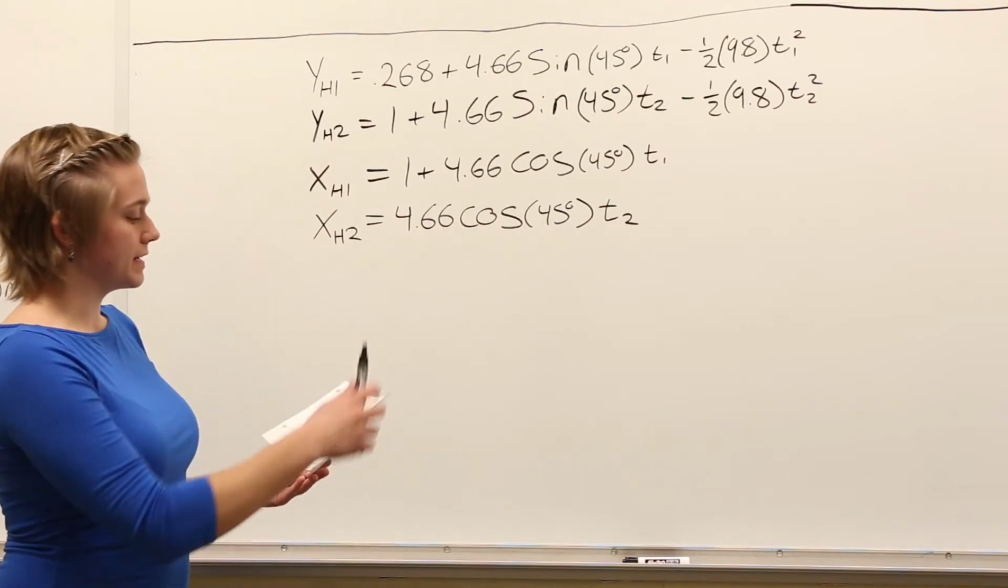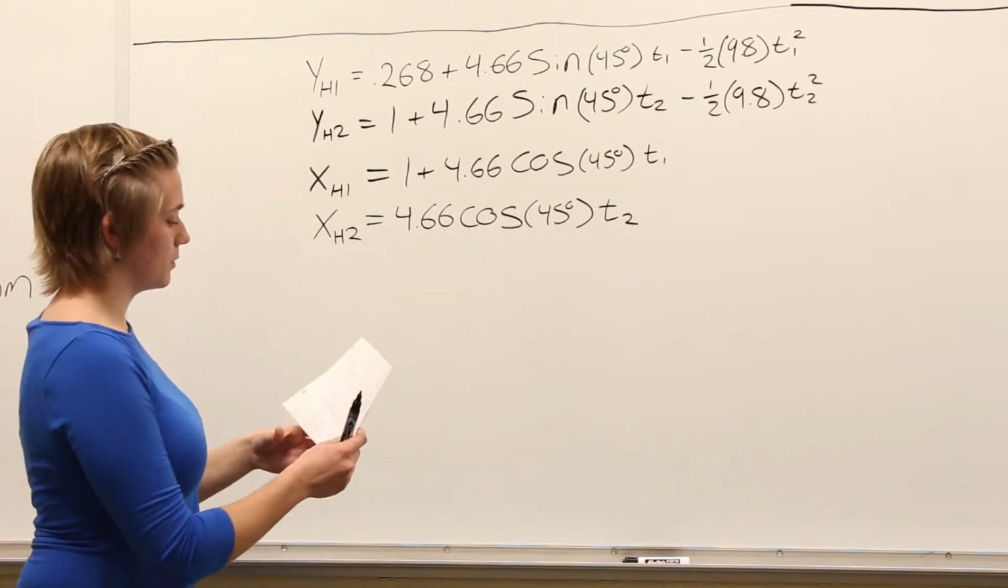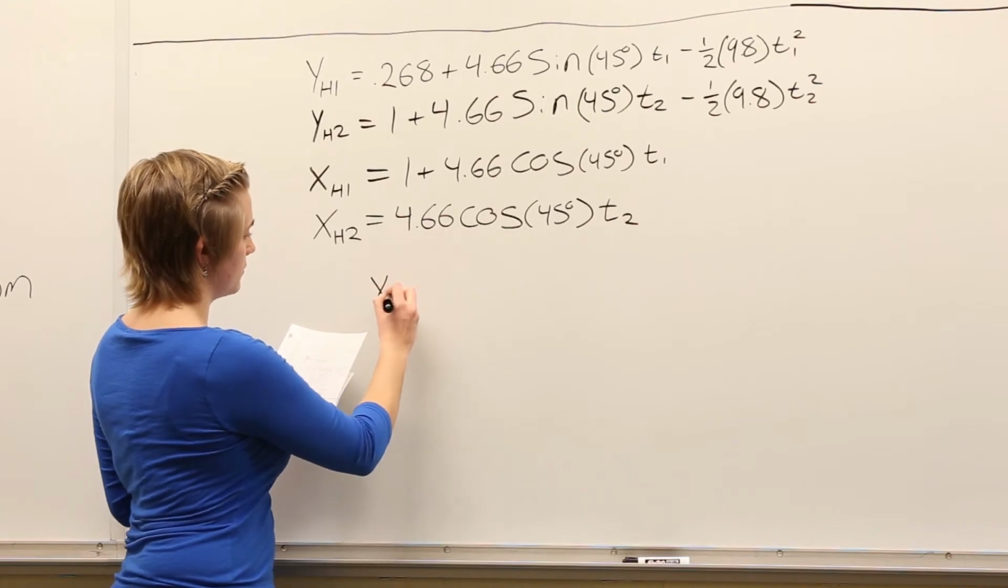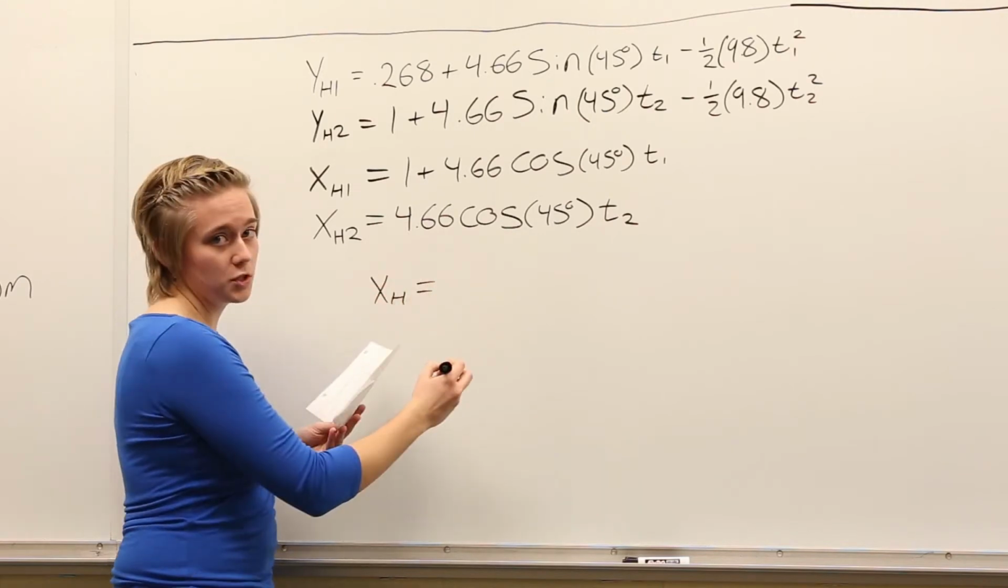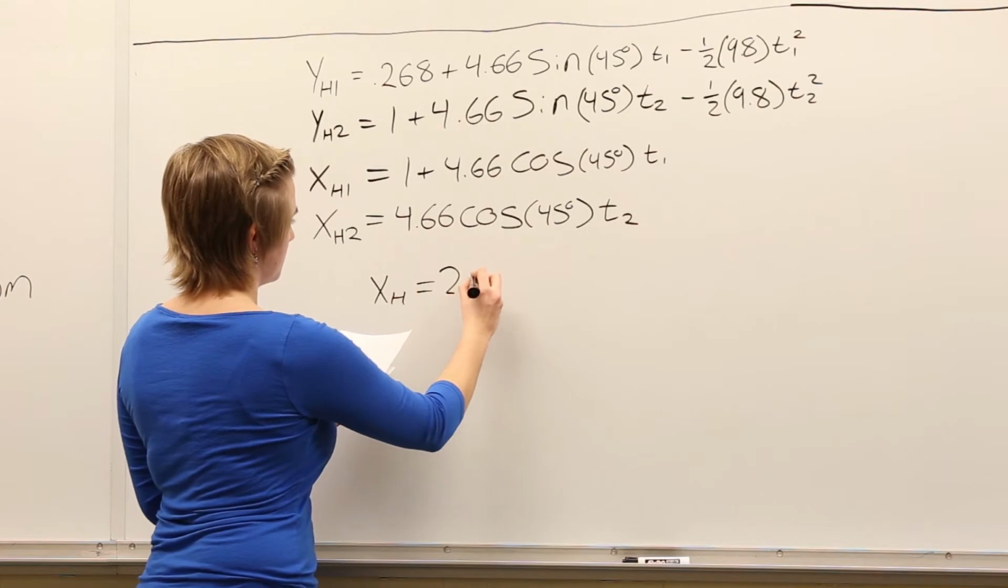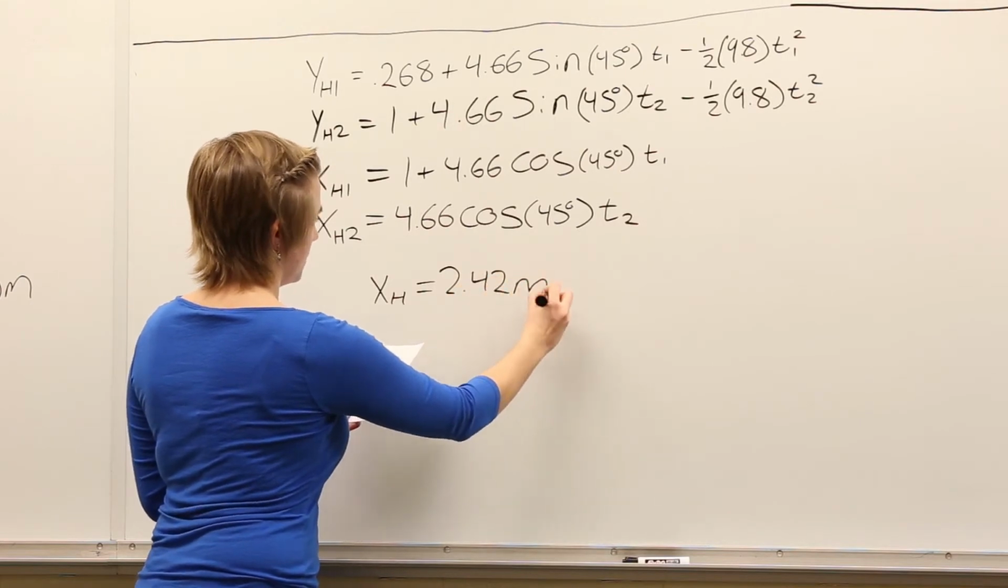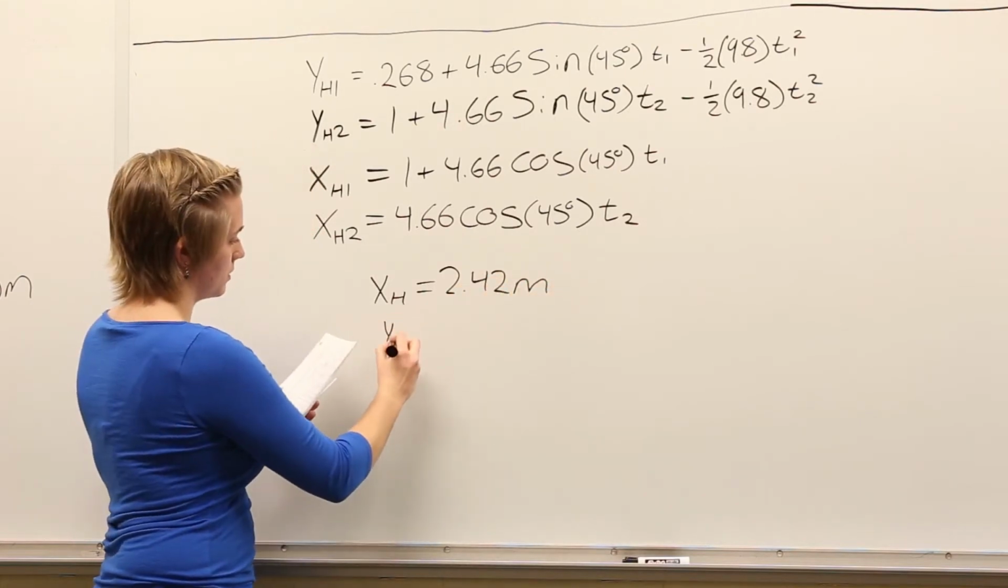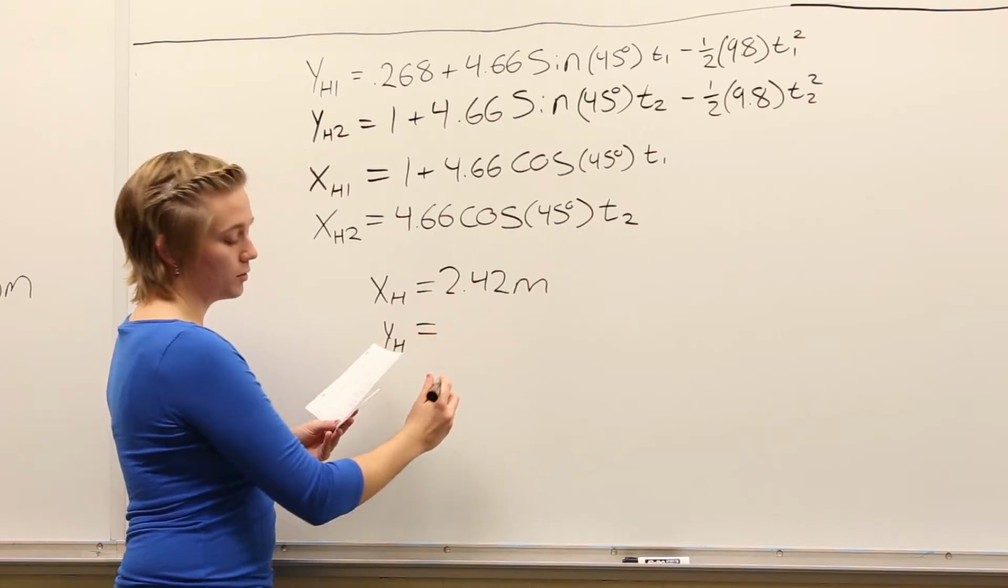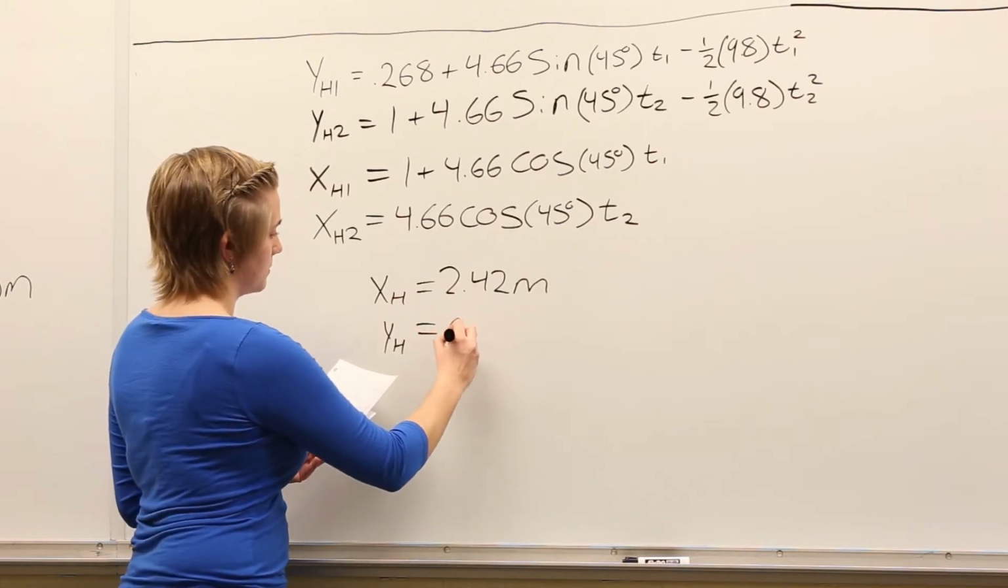So once we solve all these out, knowing that these two are equal and these two are equal, we get the x position of the hoop equals 2.42 meters, and the y position of the hoop equals 0.778 meters.